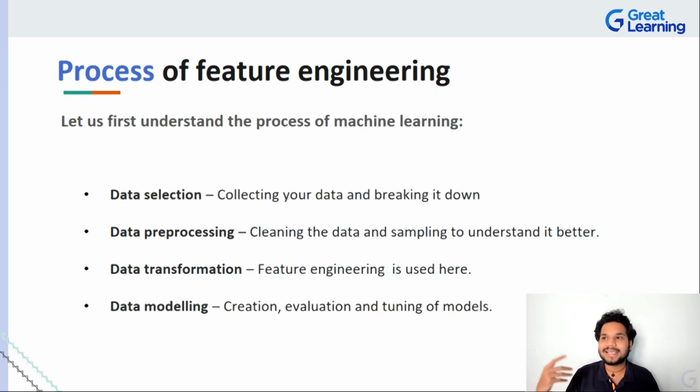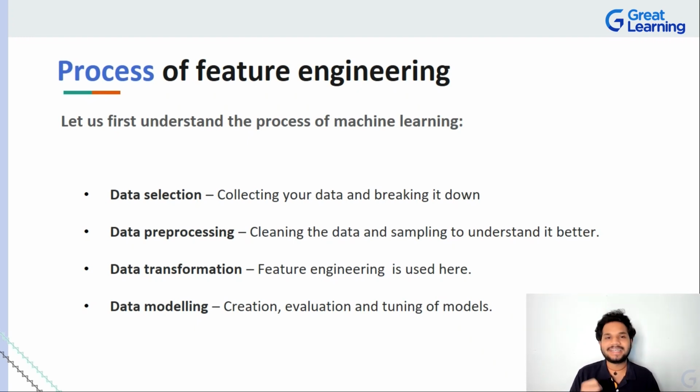How do you even select a feature? How do you find a feature? How do you understand what happens during the process of machine learning? So there are 4 important steps that I want you to focus on. It starts out with data selection, then data pre-processing, then data transformation, and data modeling. Let us try to understand each one of these on a simple level.